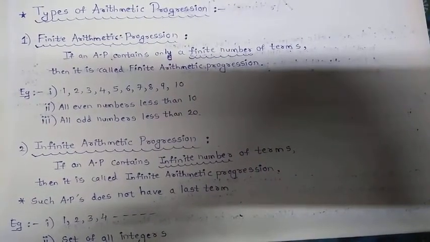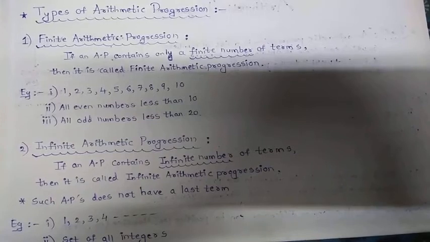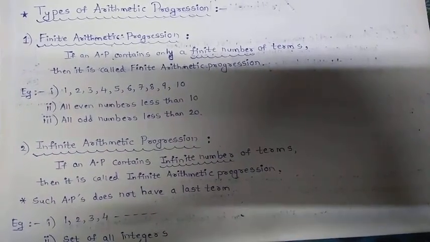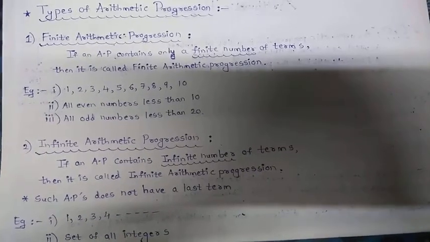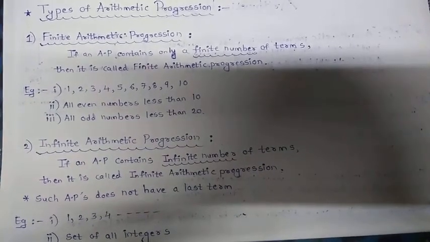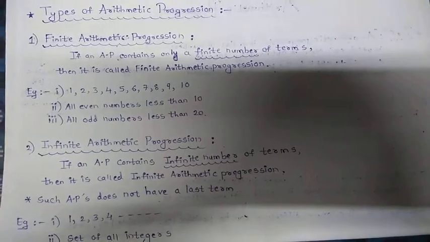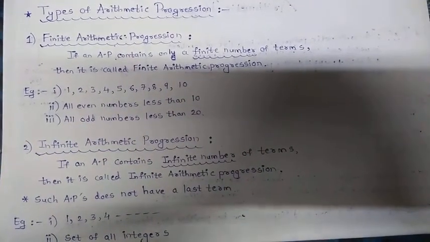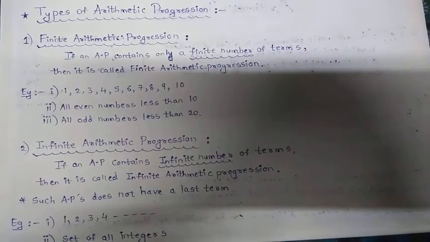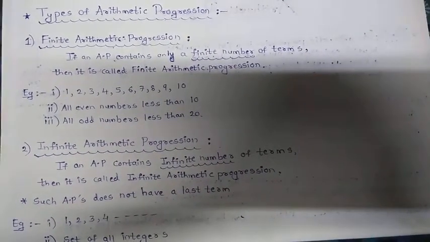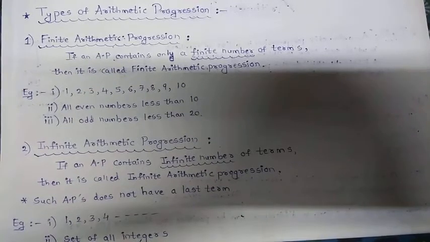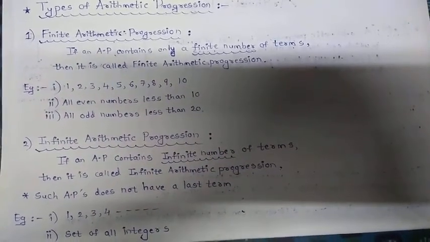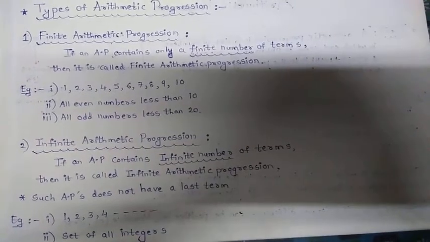Second example, all even numbers less than 10. So what are the even numbers less than 10? 2, 4, 6, 8, right? So these are the 4 even numbers less than 10. Hence we have an end here, that is 8 is the last term, and hence it is an example for finite arithmetic progression.